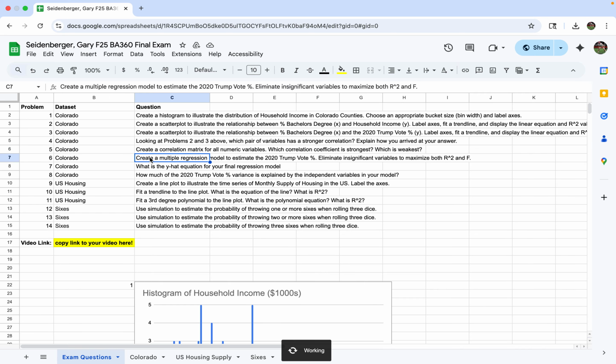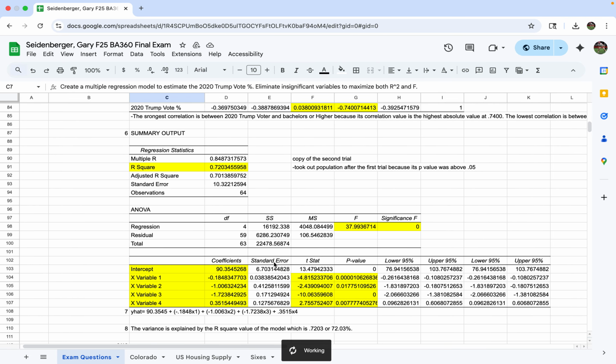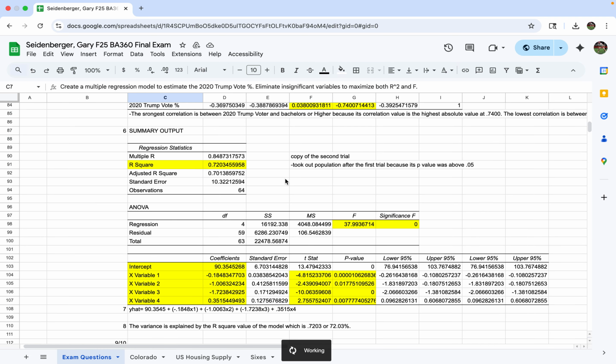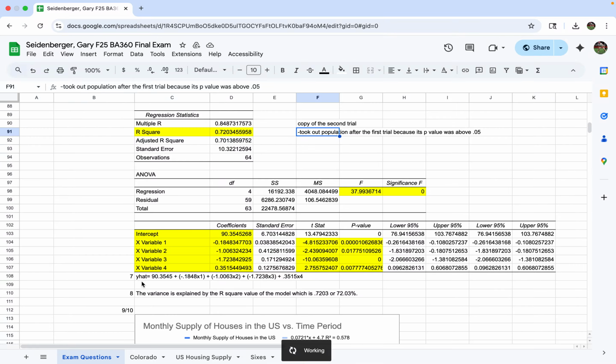Question 6. Use the Excel Miner tool pack to create a linear regression model. This is my second trial of the model. The first one, I took out population because its p-value was greater than 0.05. And then I got the y-hat equation here: 90.3545 plus negative 0.1848 x1 plus negative 1.0063 x2 plus negative 1.7238 x3 plus 0.3515 x4.